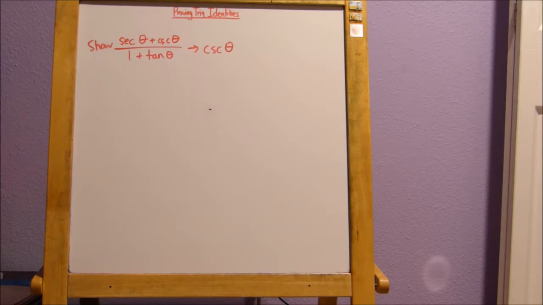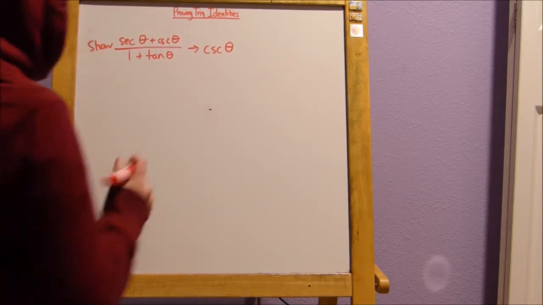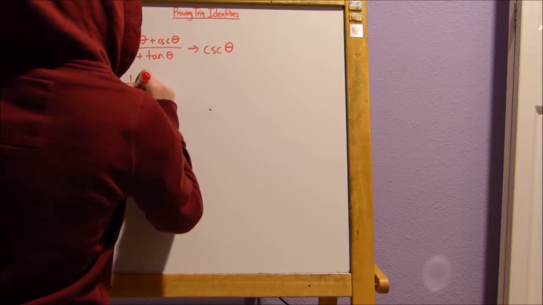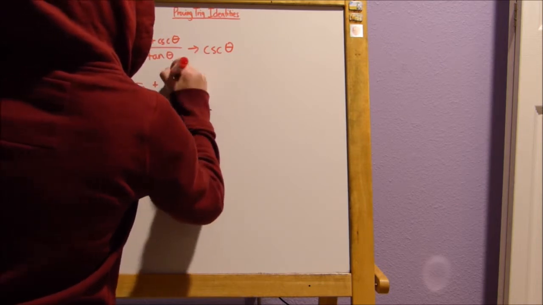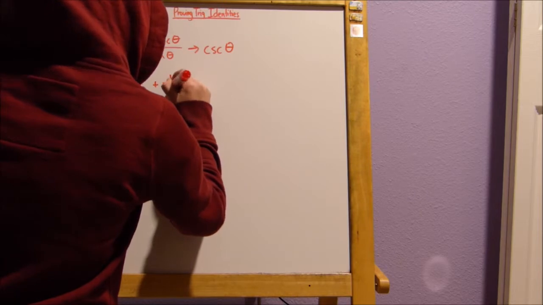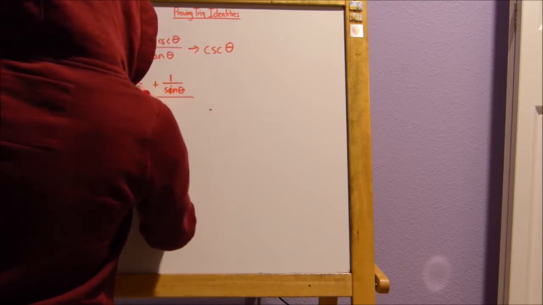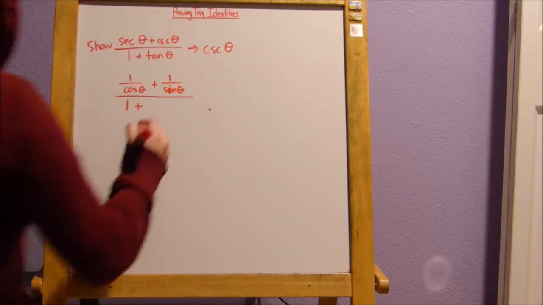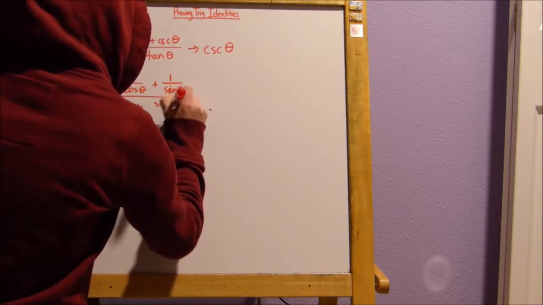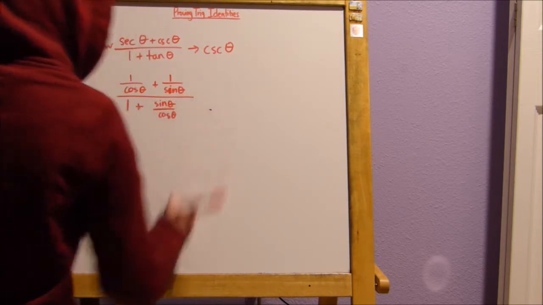Okay, so the first thing I'm not really liking about this problem is the fact that everything is in terms of secant, cosecant, and tangent. We want to change that. We want everything in terms of sine and cosine. So we're going to change everything. Secant, that's the same thing as 1 over cosine theta. Cosecant, 1 over sine of theta. And then we have tangent on the bottom. That's the same thing as sine of theta over cosine of theta.